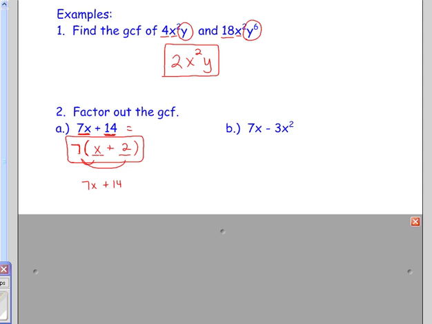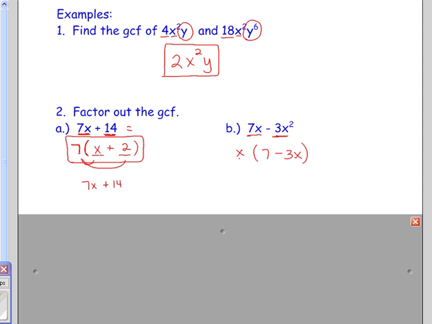In that problem, my GCF was just a number. Let's look at B: 7x minus 3x squared. Well, what will go into 7 and 3? Nothing other than 1. So then we have to look at the variables. What do they have in common? Well, at least x. They both have x to the first power. So x into 7x would leave me with 7. x into negative 3x squared will leave me negative 3x.